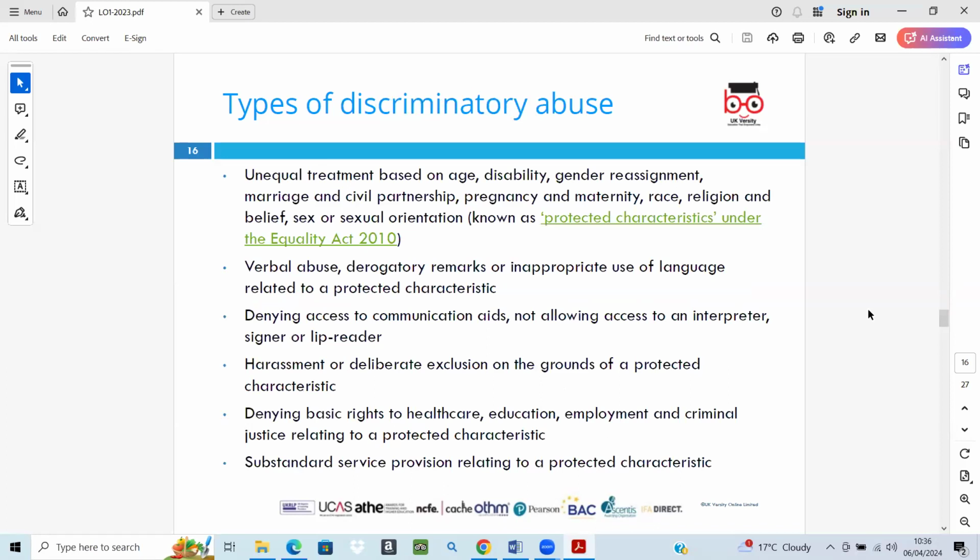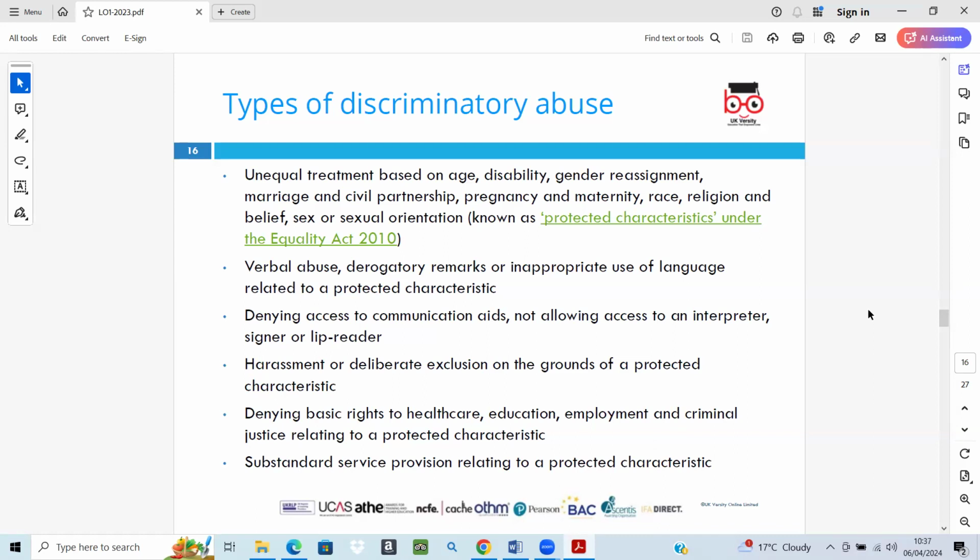So we have types of discriminatory abuse. Okay, so now here we'll discuss unequal treatment based on age, disability, gender reassignment, marriage and civil partnership, pregnancy and maternity, race, religion and belief, sex or sexual orientation. So these are known as protected characteristics under the Equality Act 2010.